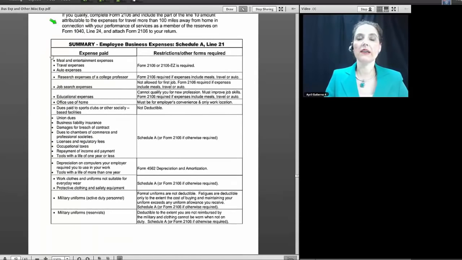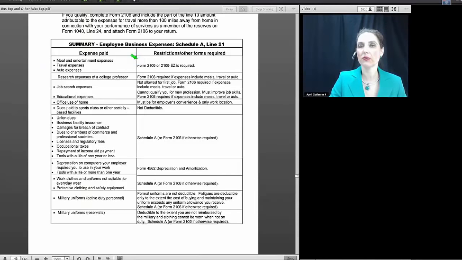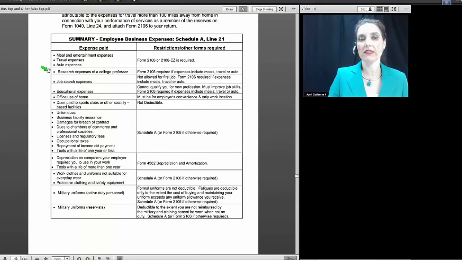So let's look at a summary here of the type of employee business expenses that people have and how they go about claiming them. If you are claiming meal and entertainment expenses, travel expenses, or auto expenses, Form 2106 is required and you do need to complete it. If you are paying for expenses as a college professor, then Form 2106 is used only if you include meals, travel, or auto expense in those calculations. But if Form 2106 is not otherwise required, then those college professor research expenses could go directly on Schedule A.